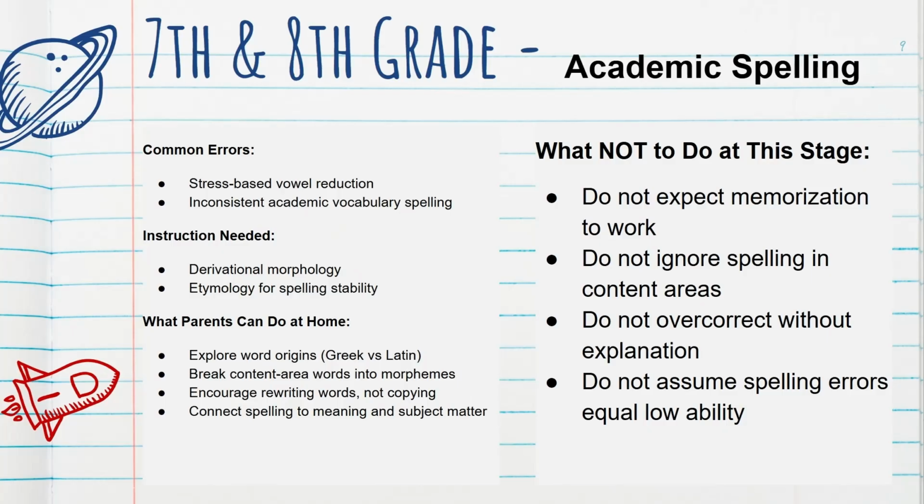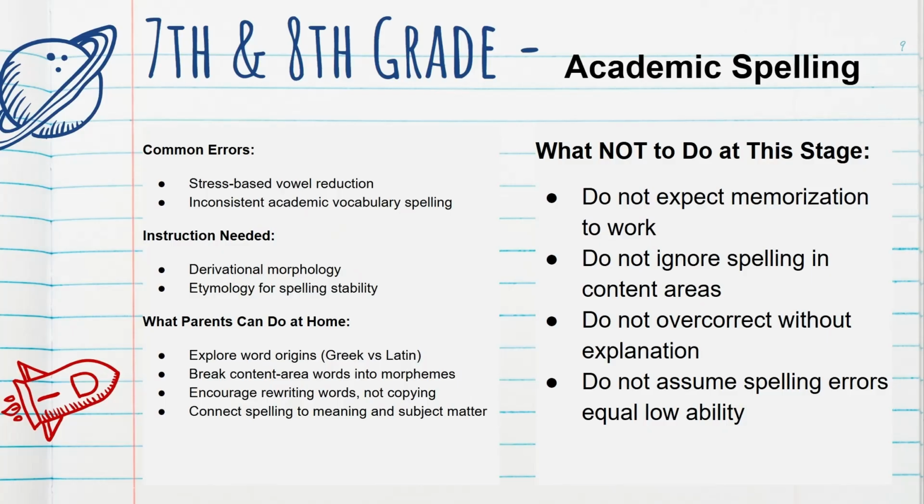So, what can you do as a parent at home? You can provide that background knowledge, explore word origins. There's a lot of great YouTube videos that explain this, there's podcasts that explain this. You can break the content area words into morphemes. You can encourage rewriting words, but not exactly copying. You can connect spelling to meaning and subject matter.